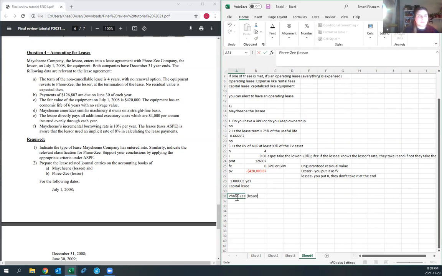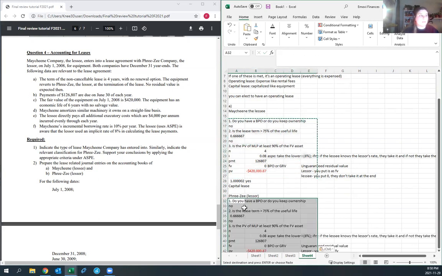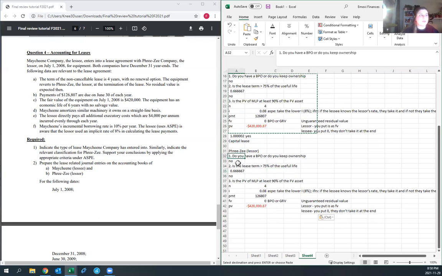For the lessor, we're going to use the same thing here to calculate it. So first criteria doesn't change, lease term doesn't change. Does the rate change? No, the rate is still 8%, because the lessor uses 8%. So here it is still 8%, and there's no unguaranteed residual value. So criteria 3 is met. It's going to be a capital lease for the lessor.